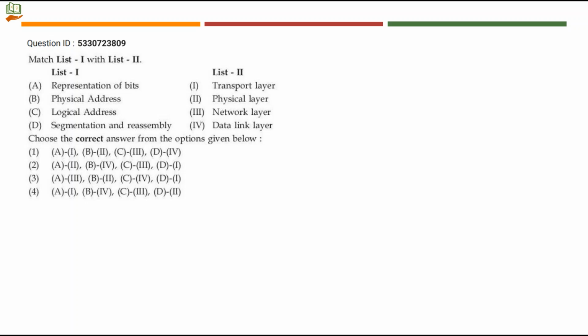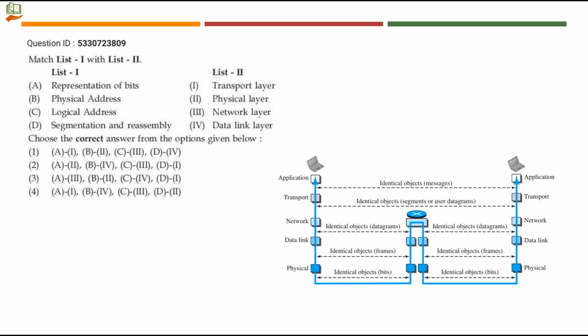Next question. Match list 1 with list 2. This is about the layers. So we'll just see a diagram here. We are seeing the physical layer, data link layer, network layer, transport layer and application layer. We have the involvement of bits in physical layer. So A representation of bits will be mapping to 2. A2 is available only in one option. Then they have given about segmentation and reassembly. So this part, segments, can be taken as a clue. So D will be mapping to 1, transport layer.